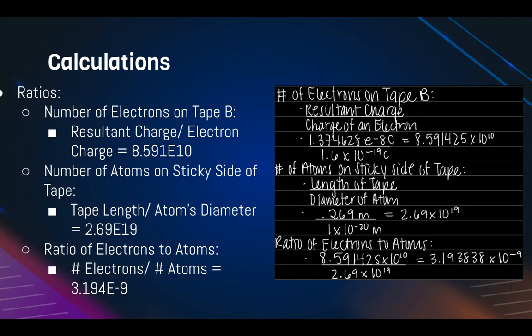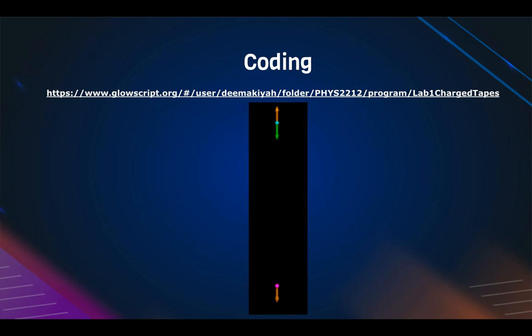Here are ratios. The number of electrons on tape B is the resultant charge, which we found, divided by the electron charge. The number of atoms on the sticky side of tape is the tape length, which we measured, divided by the atom's diameter, which was provided for the lab. And the ratio of electrons to atoms is the number of electrons divided by the number of atoms, which we found. Here is my coding.